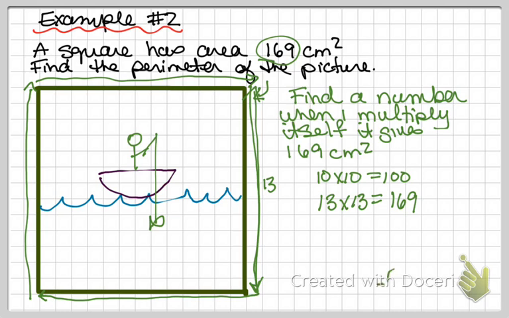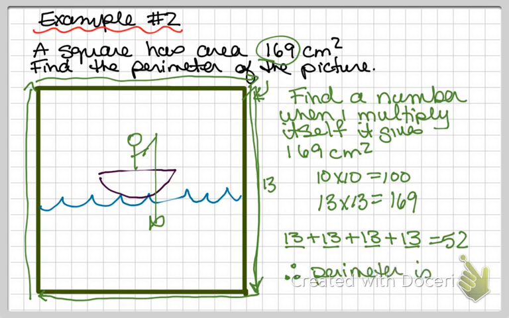So if I want to find the perimeter, which is the entire distance around, I have to go 13 plus 13 plus 13 plus 13, or you could do 13 times 4. If I add all of those together, this would equal 52. So therefore, the perimeter of the picture is 52 centimeters.